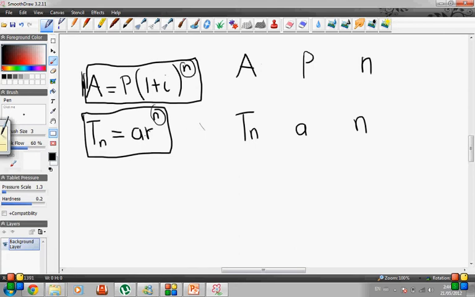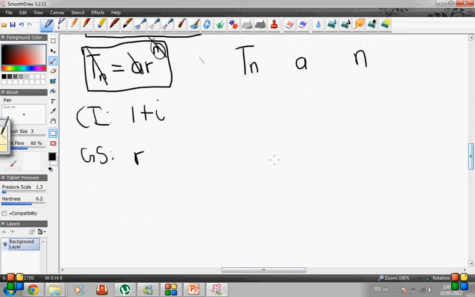Finally, let's look at the r term, the common ratio. And from this, it's not very obvious when you first look at it, but once you cross out everything else, a is equal to Tn, p is equal to a, and n is equal to n, you get 1 plus i for compound interest is the same as r in geometric sequences. And that makes sense because the interest rate is essentially what the principal is growing by. It's what's multiplied to each term to get the next term, which is also what the common ratio is.